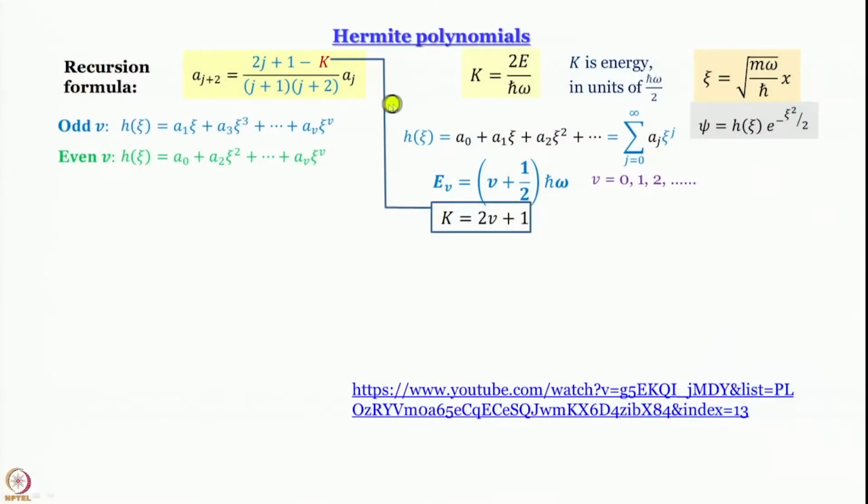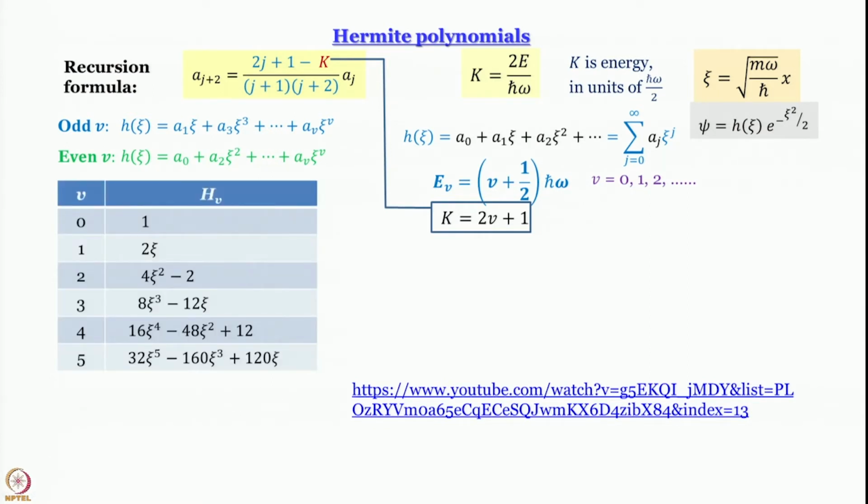So it was known that this kind of polynomials are actually what are called Hermite polynomials. So I will show you some examples of Hermite polynomials. These are the Hermite polynomials Hv for v equal to 0, 1, 2, 3, 4 and 5. So, you see what you have for v equal to 0, the polynomial is just 1.